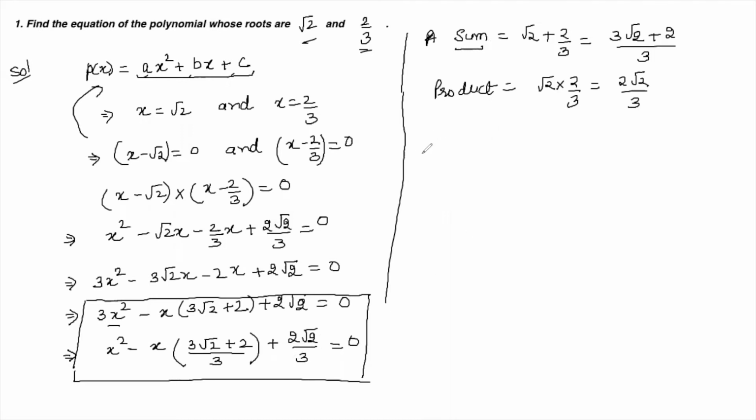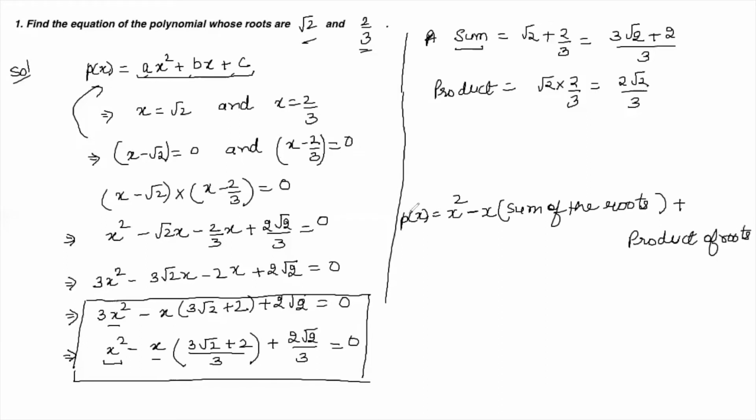Therefore we can generalize this. Like how to find the equation of a polynomial, we can have a generalized formula, right? So any p(x) is equal to x square minus (sum of the roots)x plus 2 root 2 by 3, that is equal to the product of the roots. So I can say that plus product of the roots, right? So this is a generalized, you can say, a formula to find the equation of the polynomial when the roots of the polynomial are given to us.